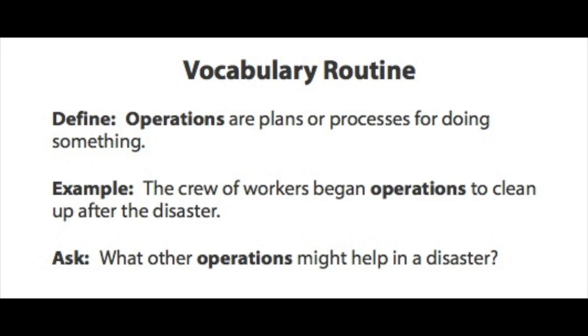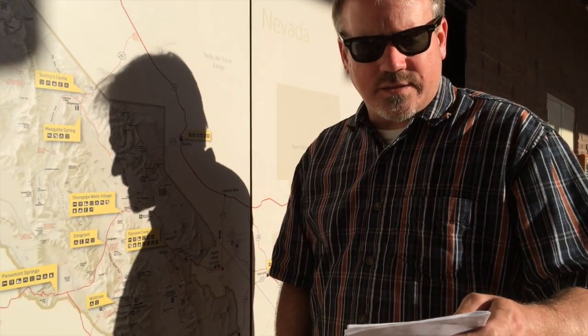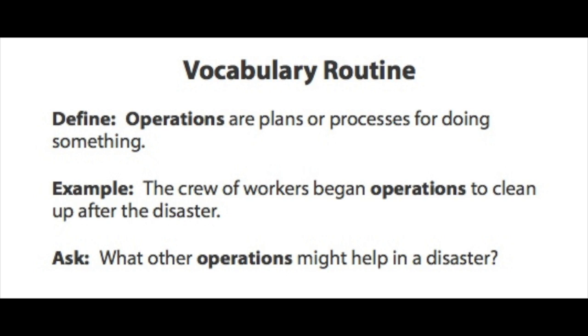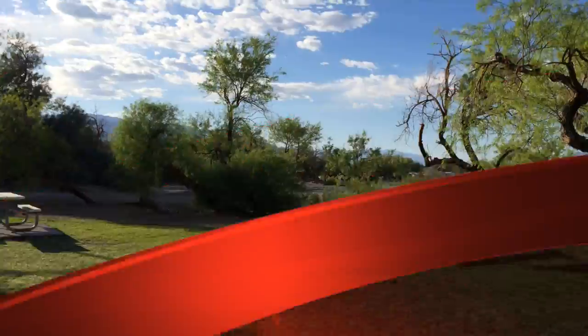All right, and so your definition of operations is operations are plans or processes for doing something. So getting ready for camping, this is kind of an operation. All right, pause it, write it. The example we're going to use is the crew of workers began operations to clean up after the disaster. All right, pause it, write it. And here's your question. What other operations might help in a disaster? That's kind of important to know.